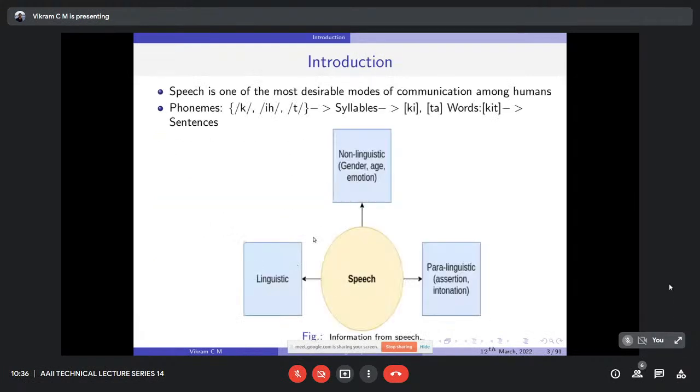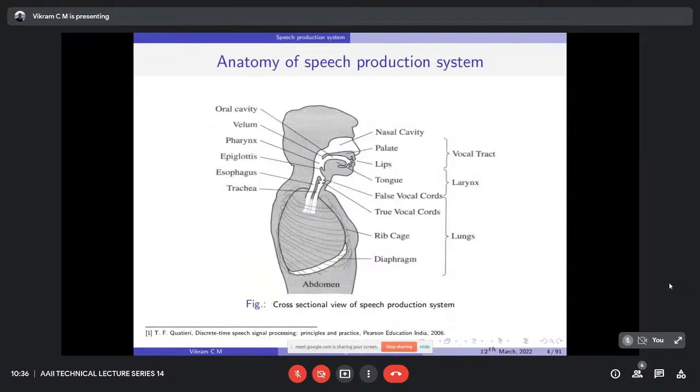In the introduction, we know that speech carries linguistic, paralinguistic, and most of the time non-linguistic information also. Non-linguistic means things like age, gender, and emotion. Linguistic means we can easily understand what language the person is speaking. Paralinguistic means it's not directly related to language, but through expressions we can see whether the person is asking a question or explaining something. So these are the different kinds of information we can get from the speech signal.